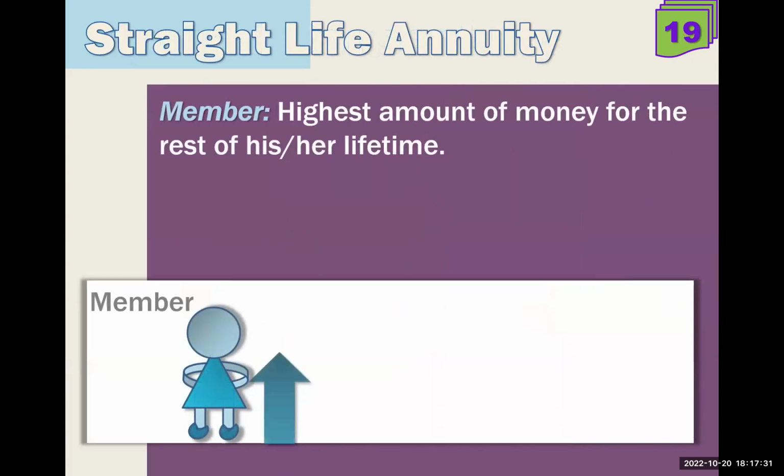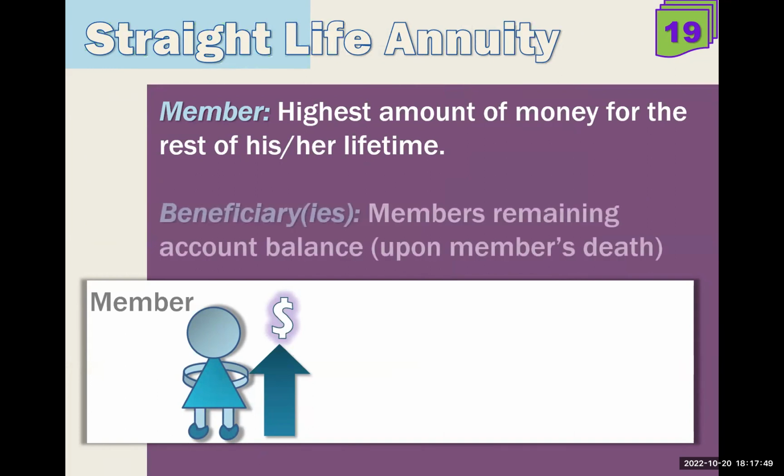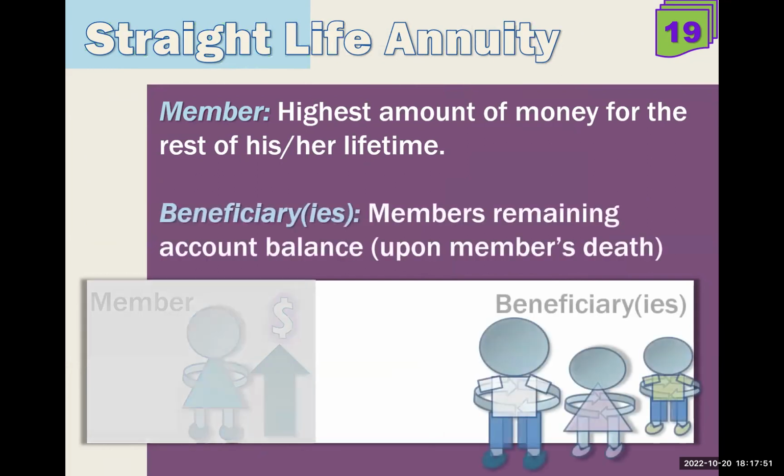All right, so now we're going to go through those annuity options, starting with straight life annuity, which is designed to pay you, the retiree, the most amount of money for the rest of your lifetime. But now this is very important. It doesn't guarantee a benefit to a beneficiary. This annuity will only pay your survivors your remaining account balance, if any, upon your death.